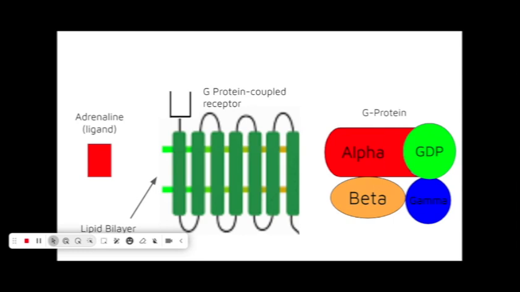And also there's the G protein, which consists of alpha, beta, and gamma subunits. And there's a molecule of GDP attached to the alpha subunit. And this is the protein that's eventually going to bind with the G protein coupled receptor.